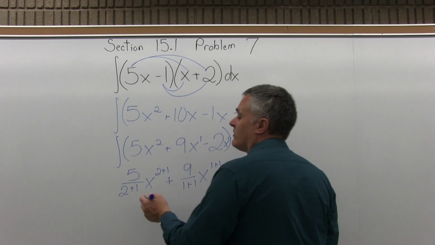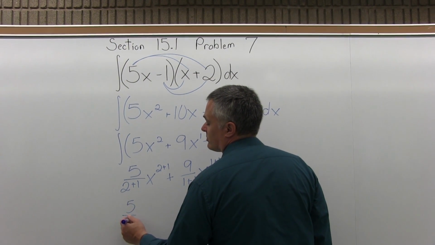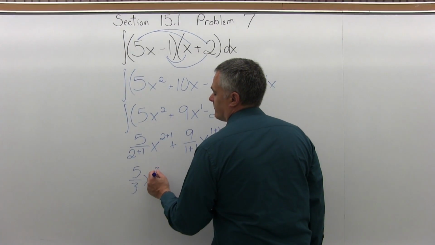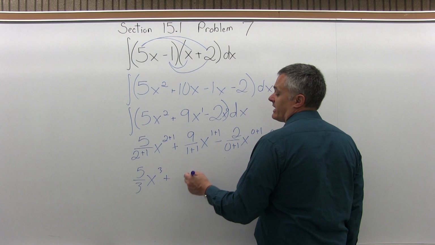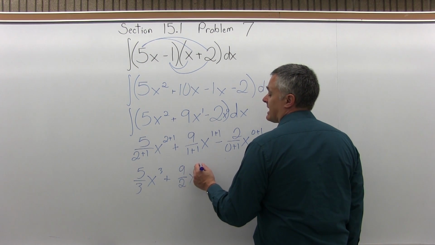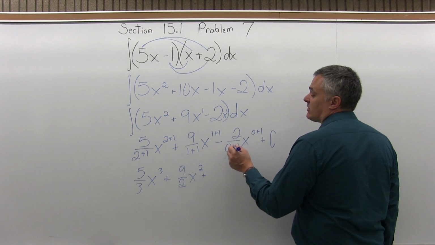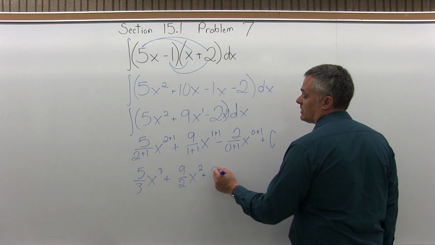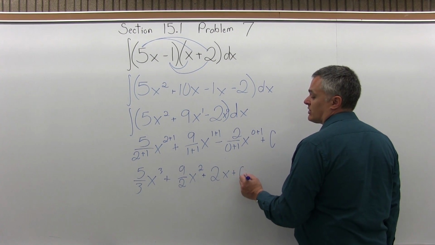The first piece, 5 over 2 plus 1, x to the 2 plus 1, that'll be 5 over 3 x to the 3. And then the next piece, 9 over 1 plus 1, x to the 1 plus 1, that'll be 9 over 2 x to the second. And then the next one, 2 over 0 plus 1, x to the 0 plus 1, that just simplifies to 2x. And you have plus the constant.